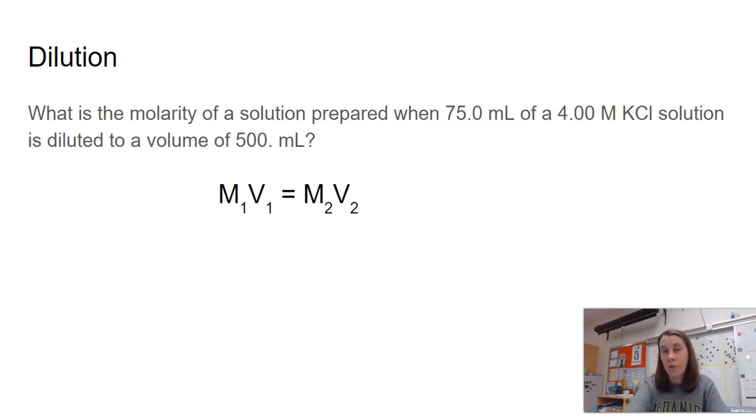I swear, out of all the things I learned in high school chemistry, this is the equation I used all of the time in graduate school. It's like cemented in my brain. So M1V1 equals M2V2. M just stands for molarity. V is the volume.